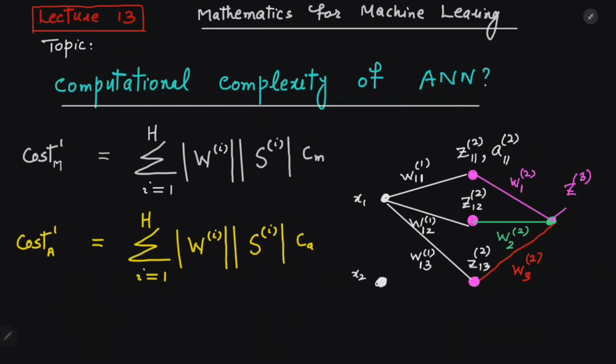In this video, I will talk about one very important topic, which is computational complexity in artificial neural networks. These are the formulas that I will explain over here. There are two formulas written over here, and the simple neural network has been displayed over here.